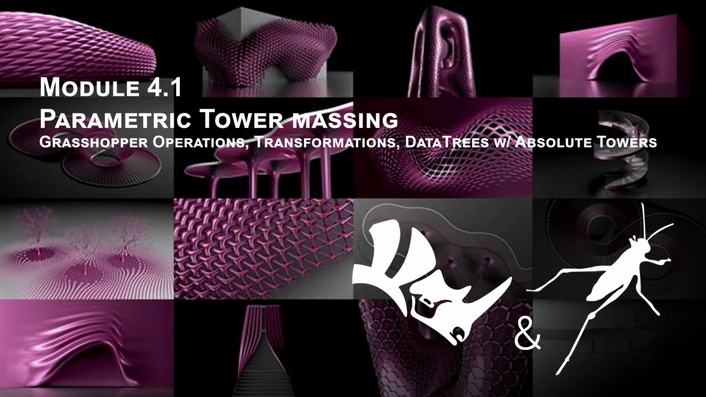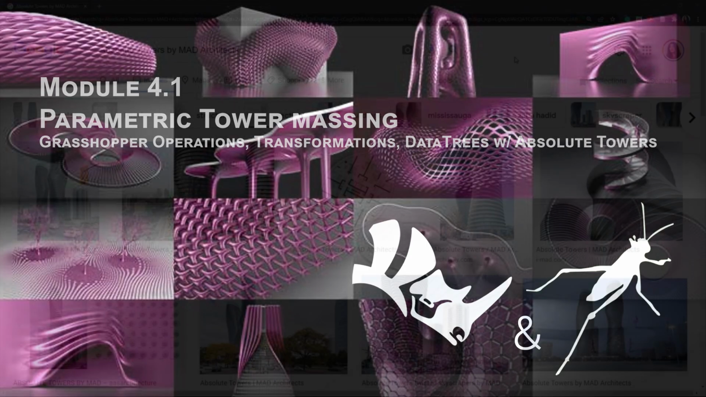Now in this module, we're going to take all of that and apply it to something more architectural. We're going to be building a tower, and one of the things I want to do in this module is to start looking at how some well-known buildings over the past few decades have actually used these exact same tools in their design process. So we're going to be working with the Absolute Towers by MAD Architects.